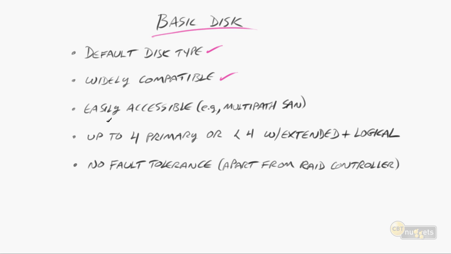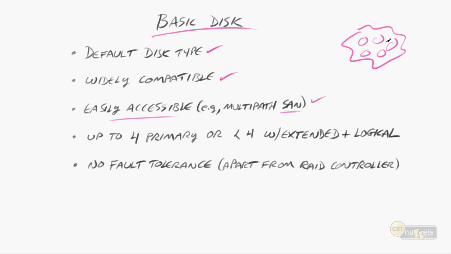It's also very easily accessible. So, for example, if you have a basic disk on a multipath SAN, a lot of SAN networks, we just kind of just a vague area of storage where you have a whole bunch of storage disks. It kind of looks ghoulish or like Swiss cheese or something like that.